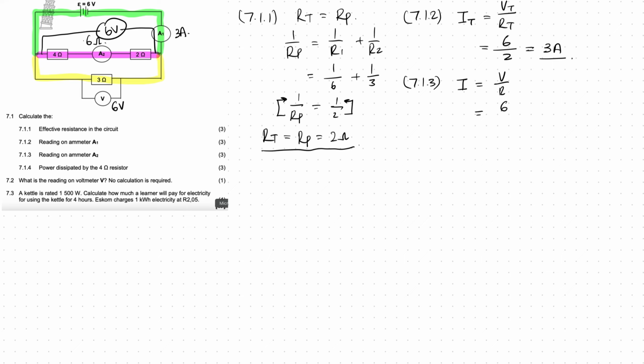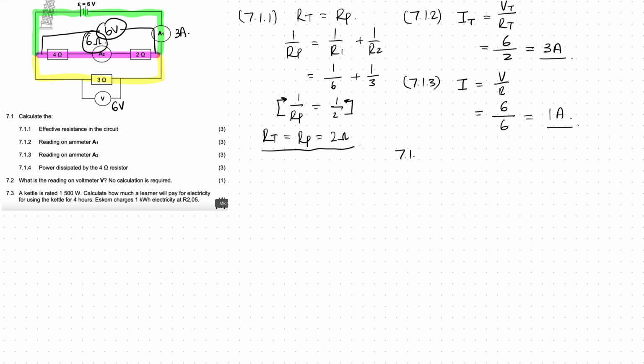So 6 divided by, and what is the total resistance of that purple branch? We worked it out, it is also 6. So 6 over 6, 1 ampere. So the reading on A2 is going to be 1 ampere. You could do a ratio method that will also get you the same answer.